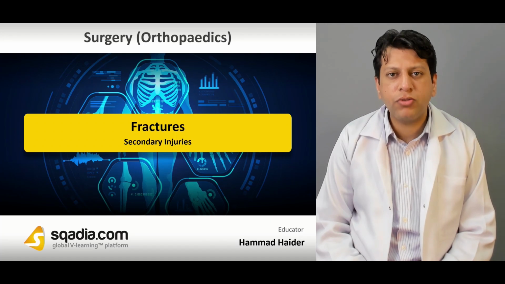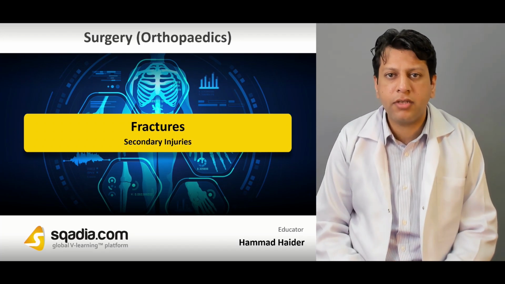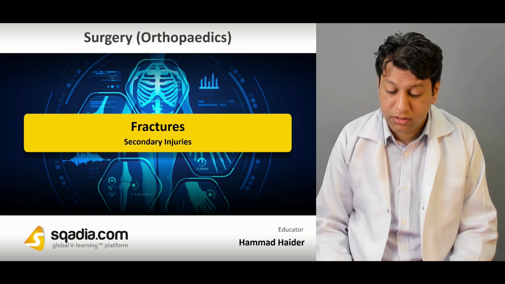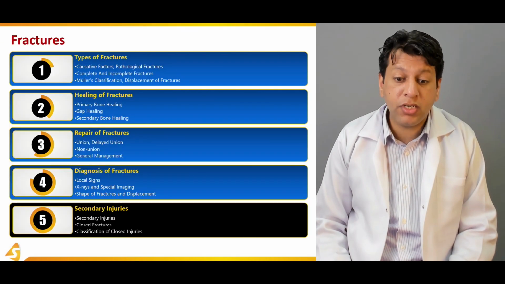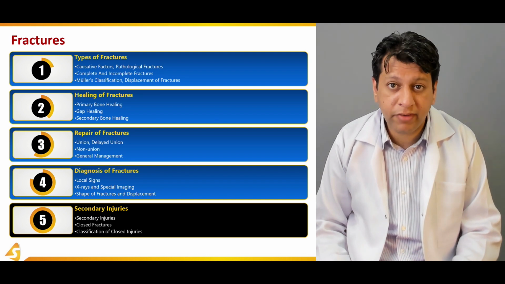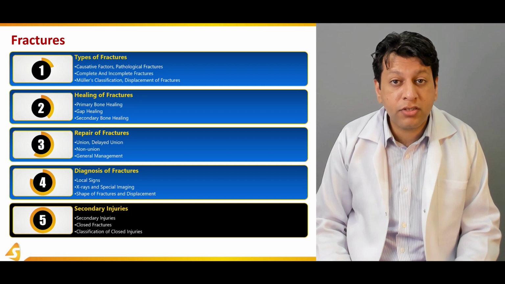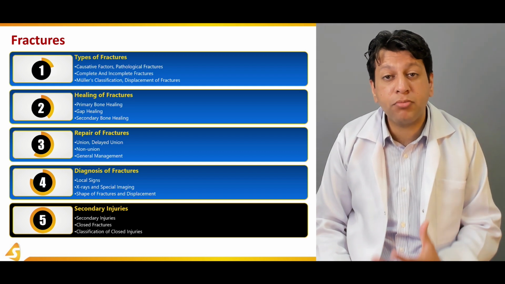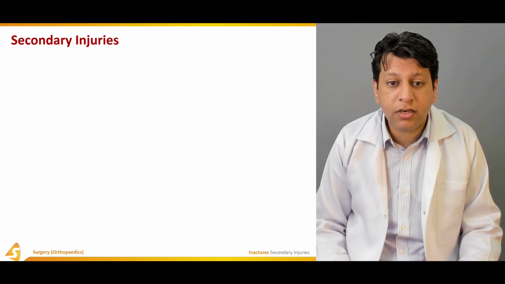Now moving on to our last topic in this section, that is the secondary injuries. What are secondary injuries? Because we need to understand it's not the bone which is fractured, it's the patient who has got some kind of an injury. So we'll be briefly discussing what are the other associated problems when the bone fracture occurs.